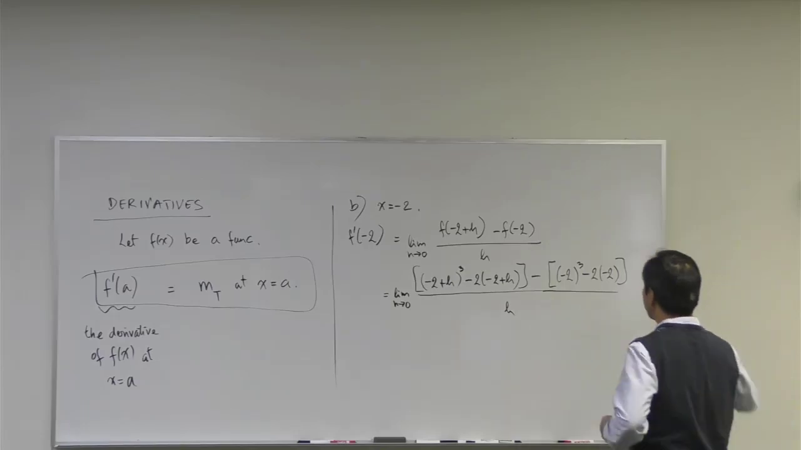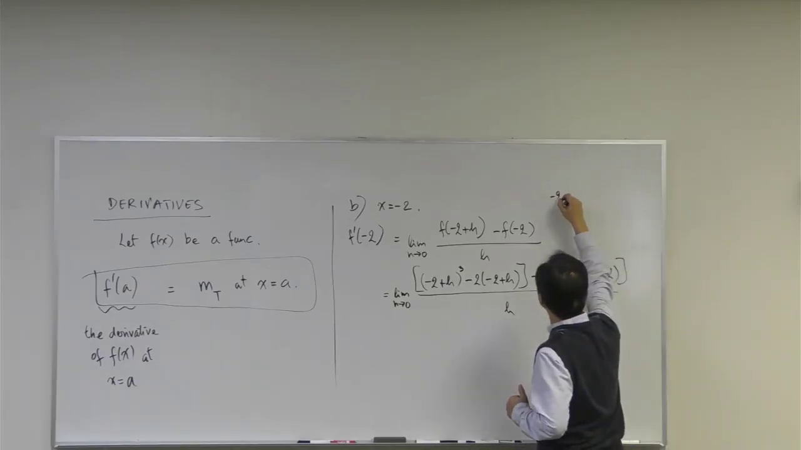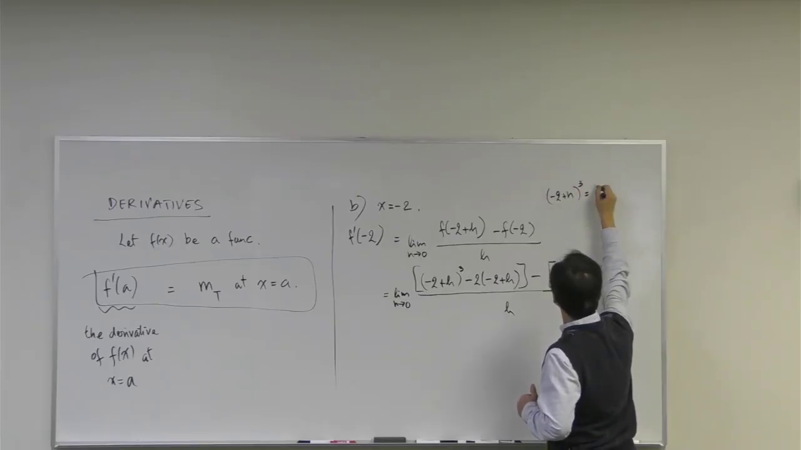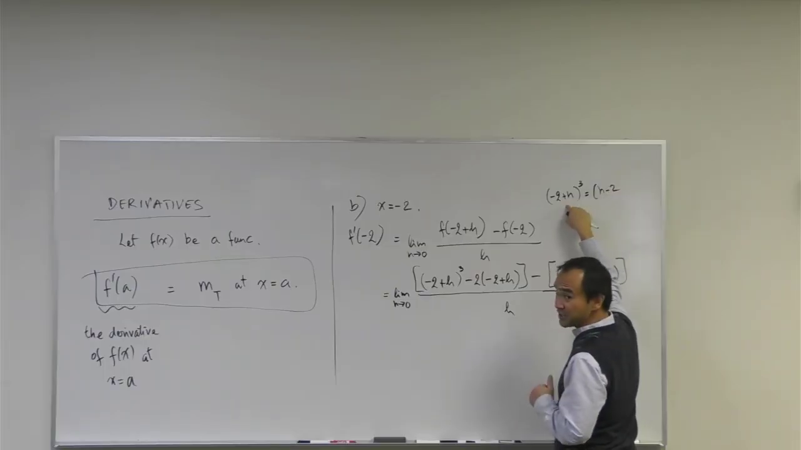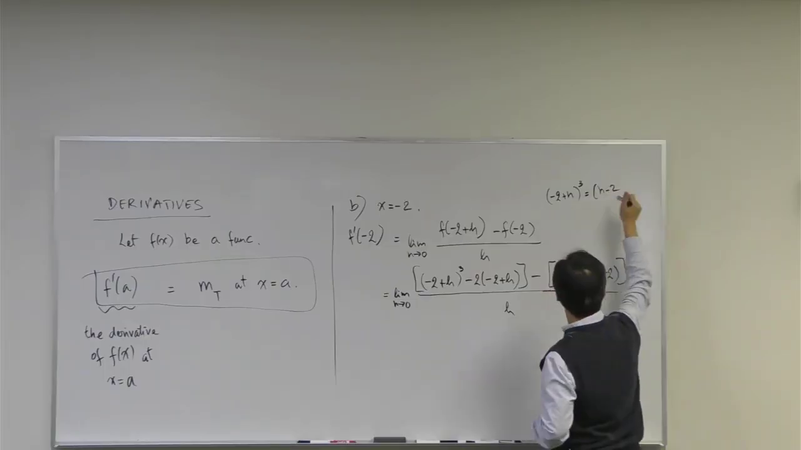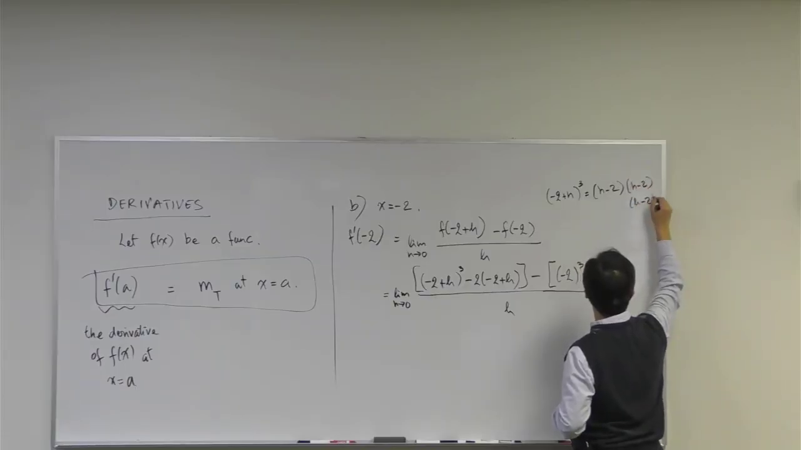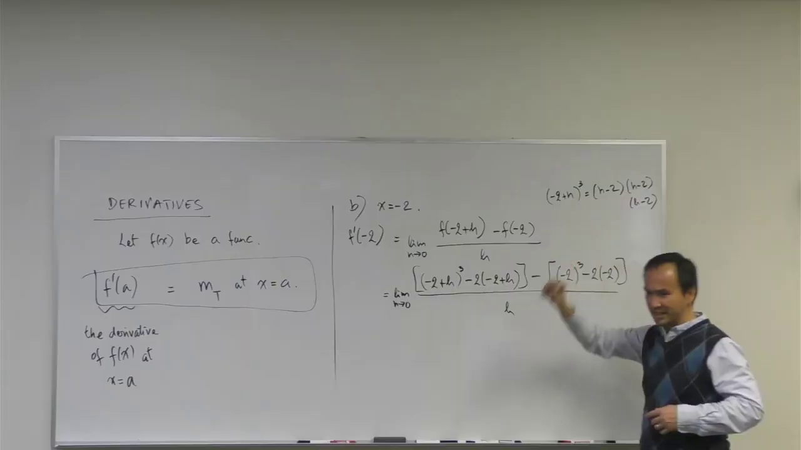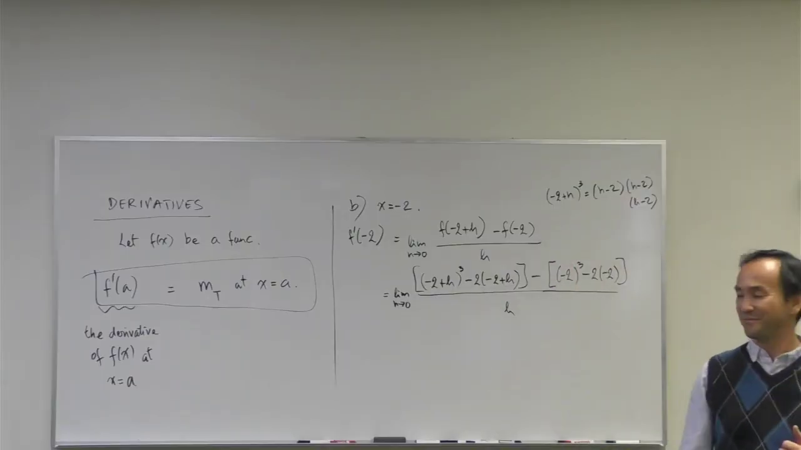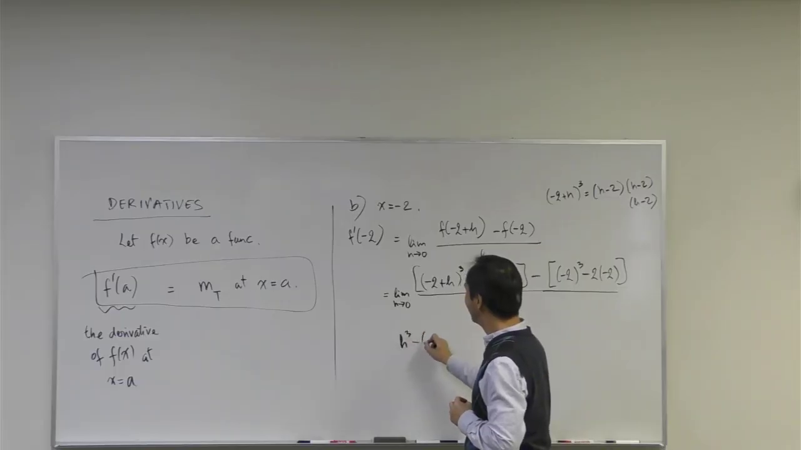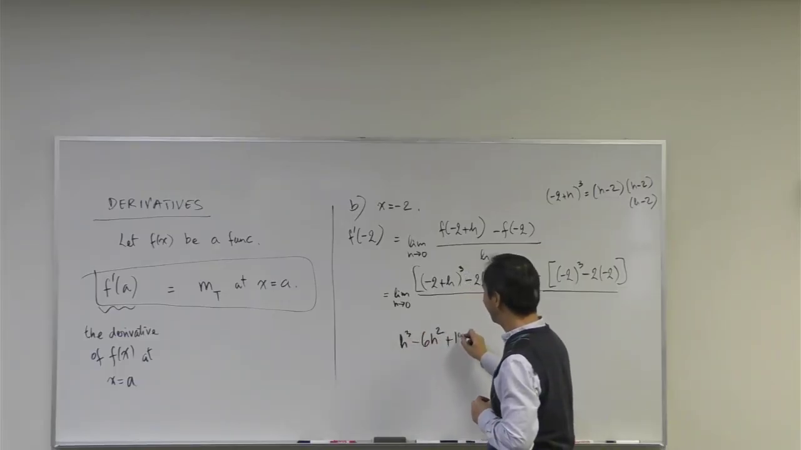Once again, take your time foiling out the (-2 plus h) all cubed. You can also think of that as h minus 2, because -2 plus h is the same as h minus 2. So think of that as h minus 2 times h minus 2 times h minus 2. Take about another half minute to get that foiled out for me. We have h cubed minus 6h squared plus 12h minus 8.